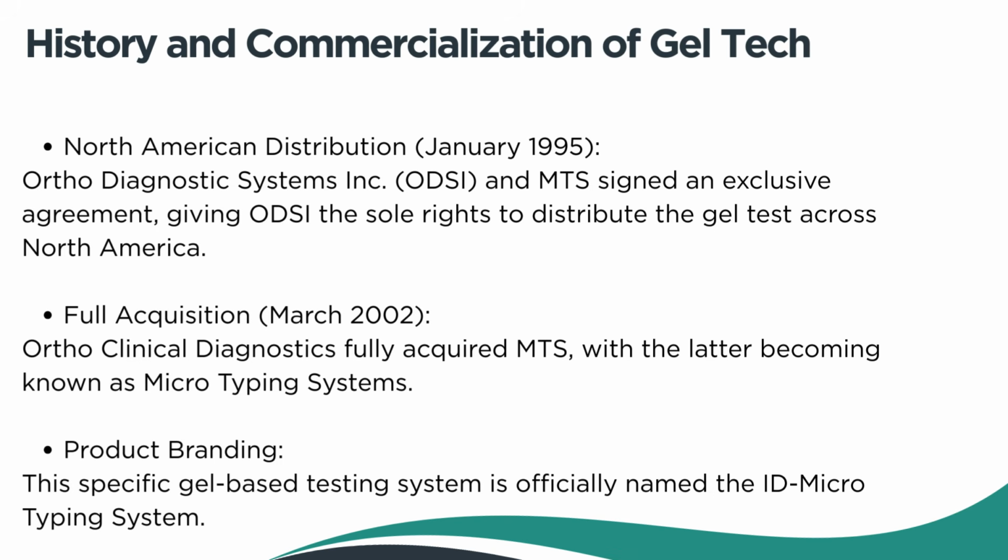And finally, let's talk about product branding. The gel based testing system we've been discussing is officially branded as the ID Micro Typing System. So this is from what reference book? Denise Harmening. That's the ID microtyping system. But the one that we will be using in our laboratory exercise will be the one from Grifols, Spain. So okay, that's it.